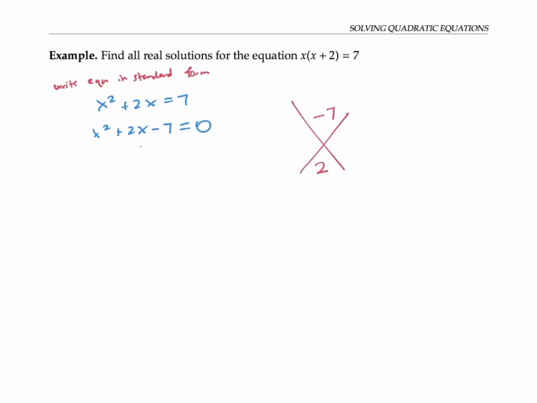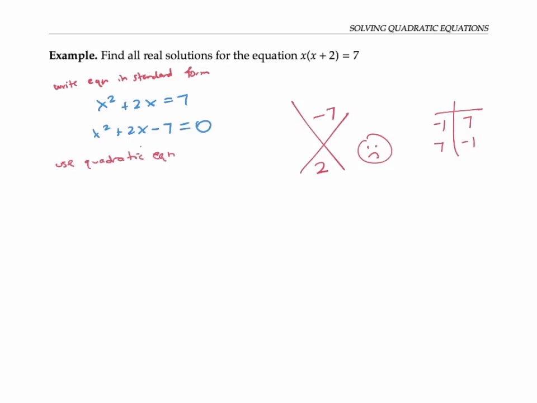Since the only way to factor negative 7 is as negative 1 times 7 or 7 times negative 1, it's easy to see that there are no whole numbers that will work. So there's no way to factor this expression over the integers. Instead, let's use the quadratic equation.